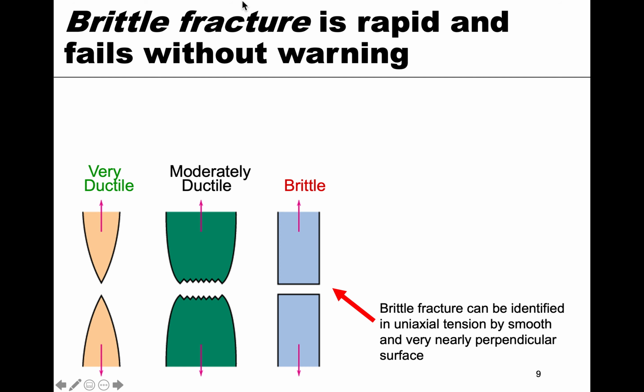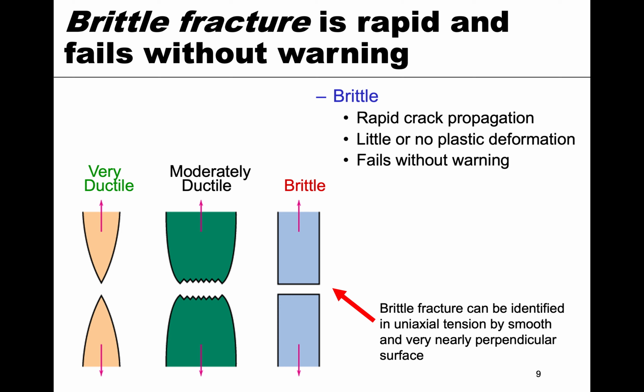All right. So brittle now is rapid and fails without warning. We can identify this because if this is uniaxial tension, the fracture is perpendicular to that axis, and it's usually a very smooth surface compared to the more rough ductile surface that we see. And again, brittle, kind of opposite of all those other things, is rapid crack propagation. There's little to no plastic deformation, and things fail without warning, which again is bad.